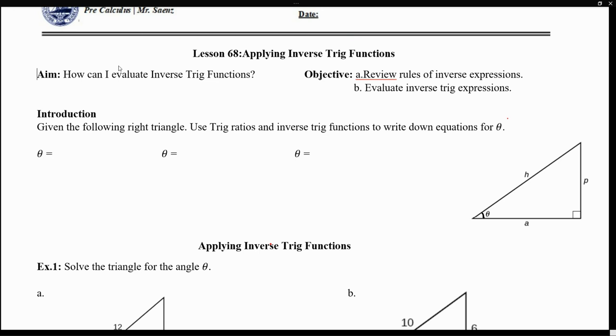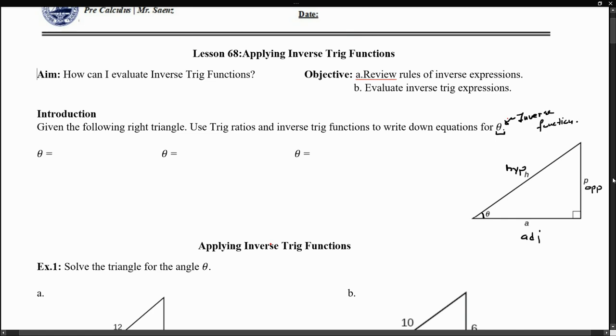Well, let's start by identifying the sides of this triangle in terms of reference angle theta. In this case, P will represent the opposite, H will represent the hypotenuse, and A will represent the adjacent. Now, every time that we want to solve for theta, there must be some inverse function. So therefore, let's set up some ratios. Let's think about SOHCAHTOA since we're using a right triangle here.